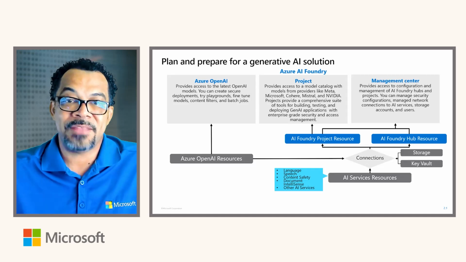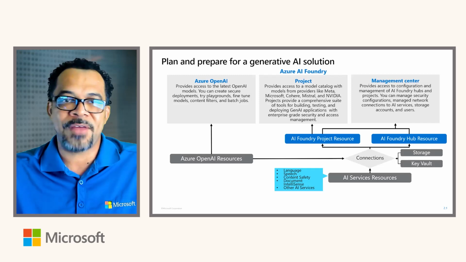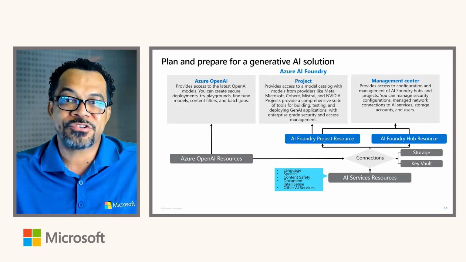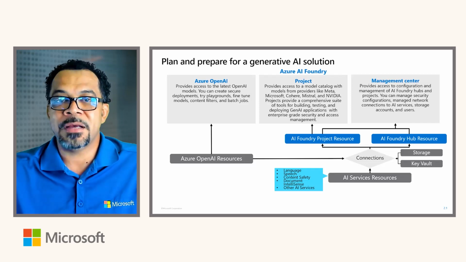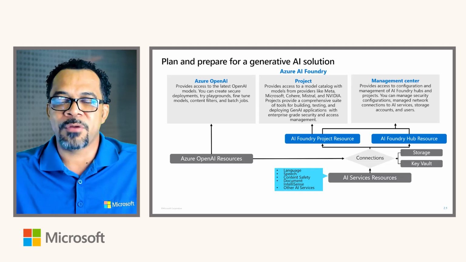Next, it highlights the Azure AI Foundry. Under this, the project section offers access to a model catalog with projects from companies. And then we have our management section, which provides access to configuration and management of all the resources that we have. This diagram also shows connections between your AI Foundry project resource and your Foundry Hub. So make sure you understand this workflow as part of your exam preparation.